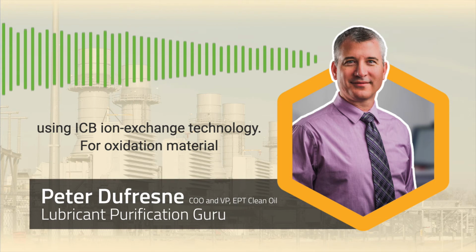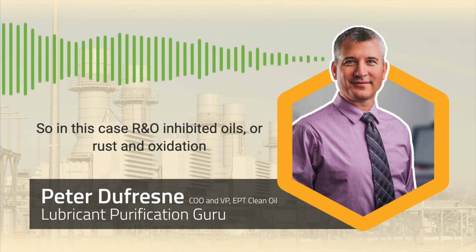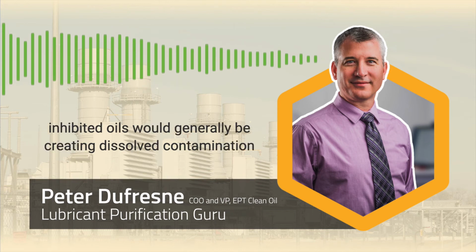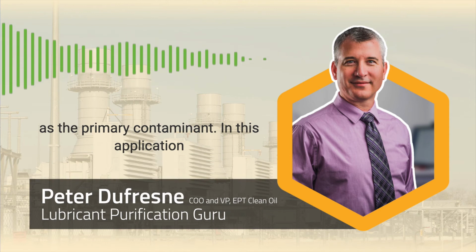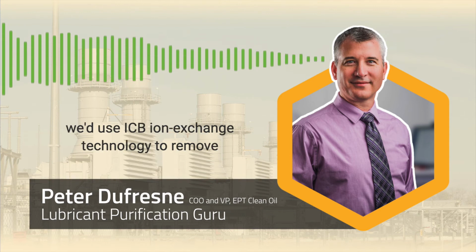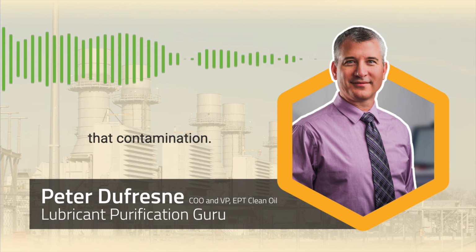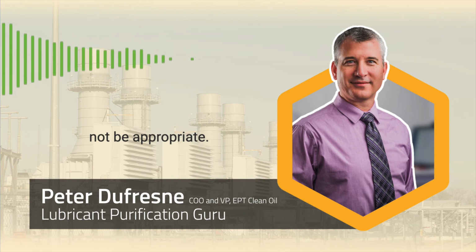For oxidation material, we need to look at the application and the lubricant type. So in this case, R&O inhibited oils, or rust and oxidation inhibited oils, would generally be creating dissolved contamination as the primary contaminant. In this application, we'd use ICB, ion exchange technology, to remove that contamination. Applying a particulate removal device in this situation would not be appropriate.